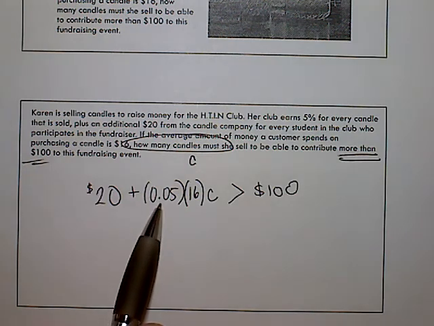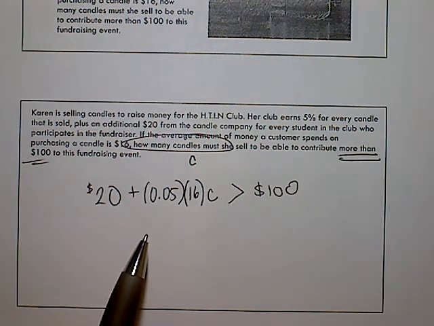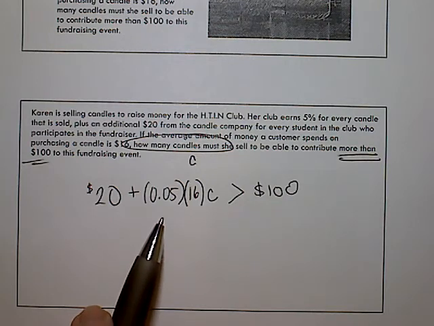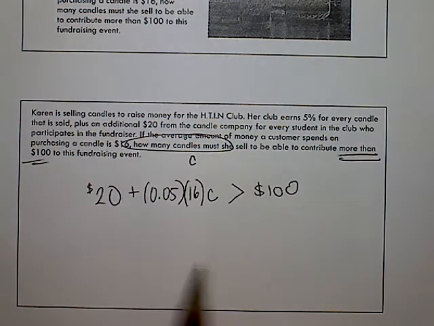Can somebody help me out? Take 0.05 times 16 for me, please. You have a calculator in front of you. 0.05 times 16. What is it? 0.8. Oh, 0.8. Gotcha.